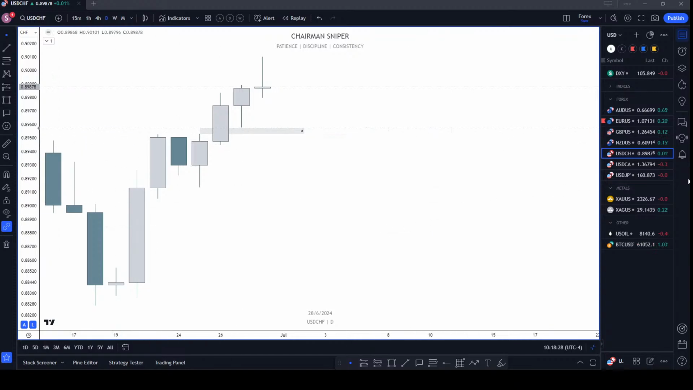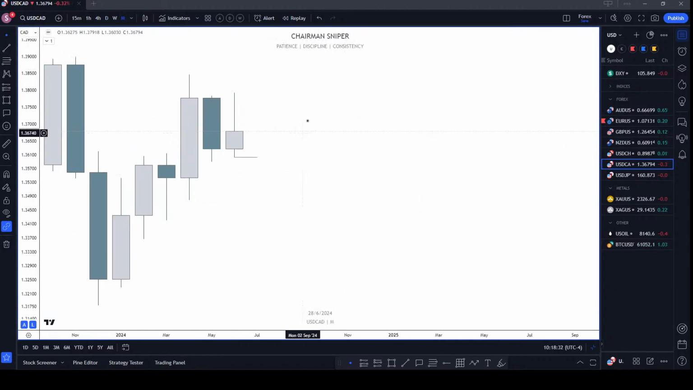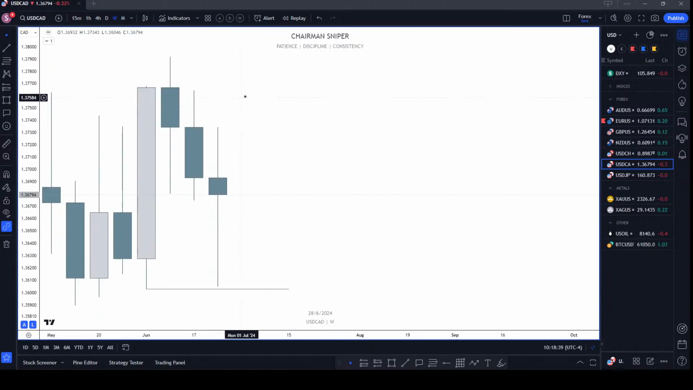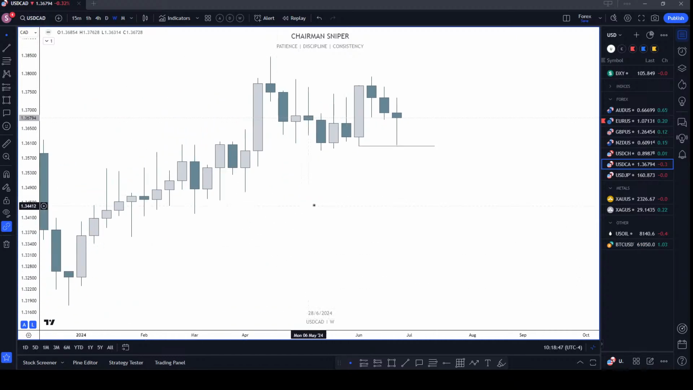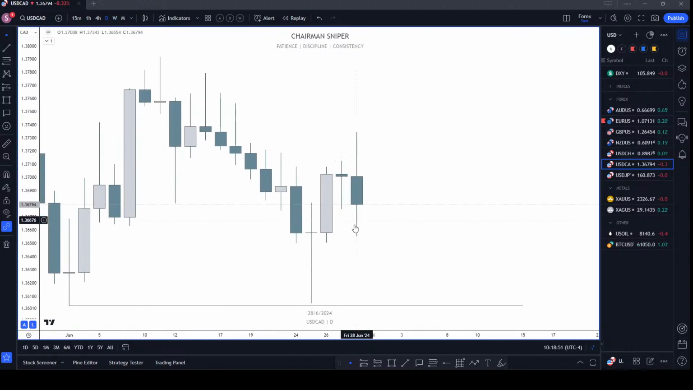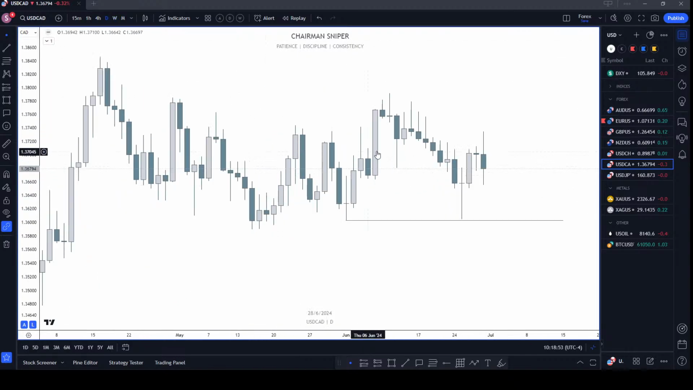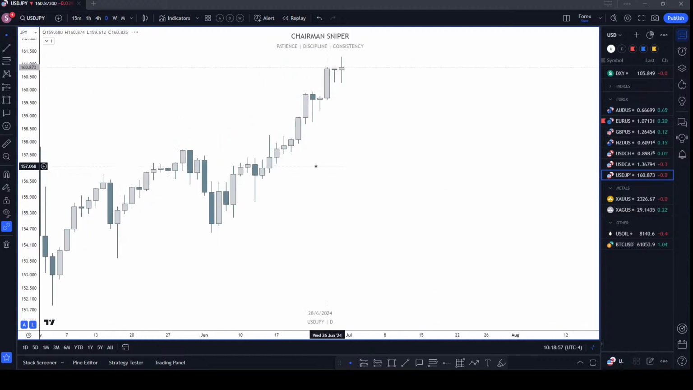USD CAD is pretty much consolidating. We took out the high of this candle, which kind of means that we're trying to go lower. We've still got the high of this candle as well. We did move lower. Now we have a very long wick at the bottom of this weekly candle, kind of stating that we are not ready to take out these lows. On the daily, we have no fair value gaps to trade from, so I'm gonna just leave this alone until it looks a bit better.